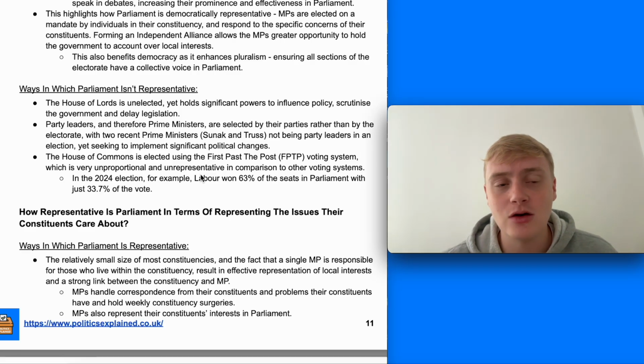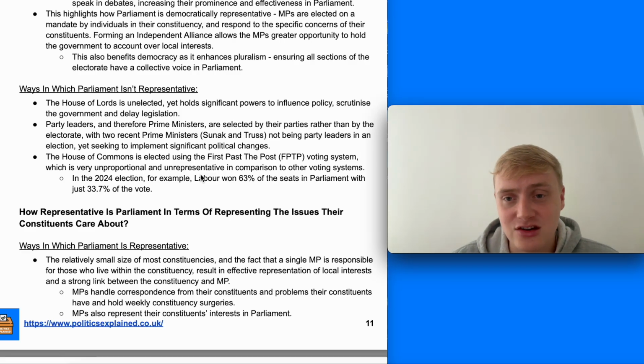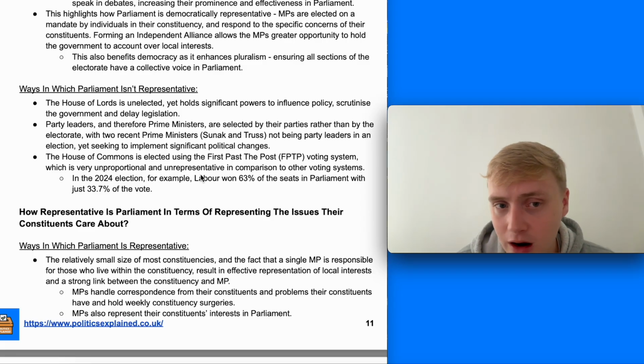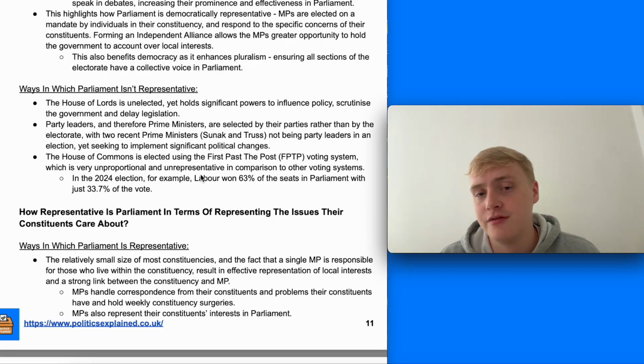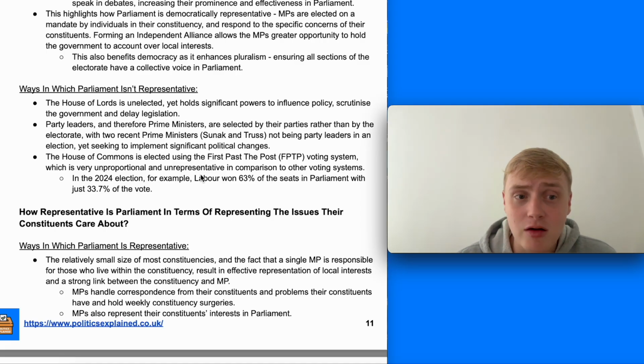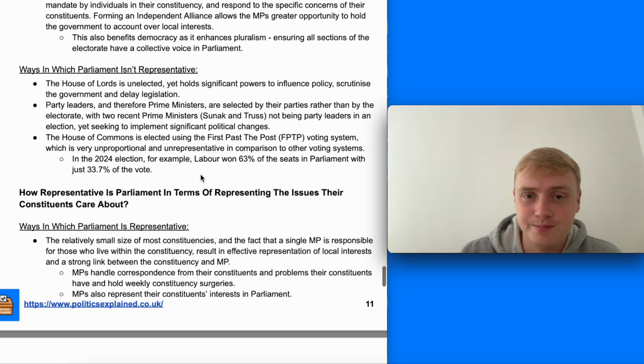Whilst the House of Commons can also be seen as limited in terms of its representation democratically, because of first past the post, and that's a good synoptic link. It's very unproportional and very unrepresentative in comparison to other voting systems. So the current Parliament has 63% of the seats being held by Labour, despite the fact they won just 33.7% of the vote in the 2024 election.